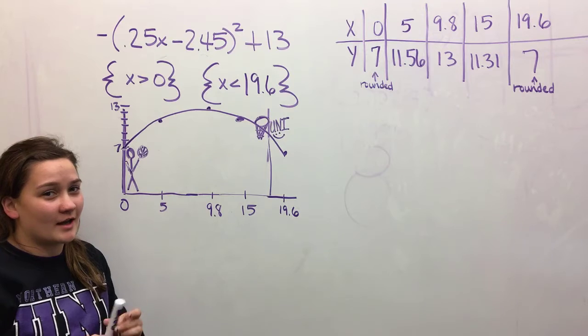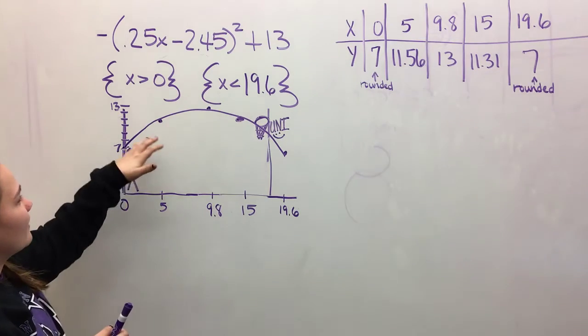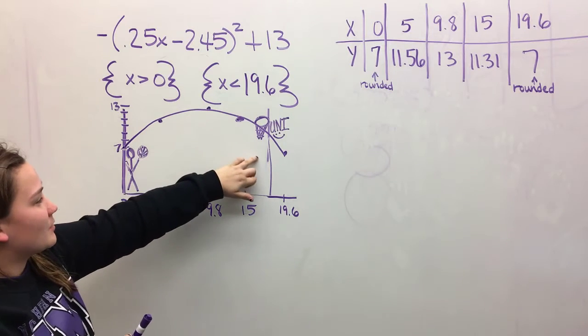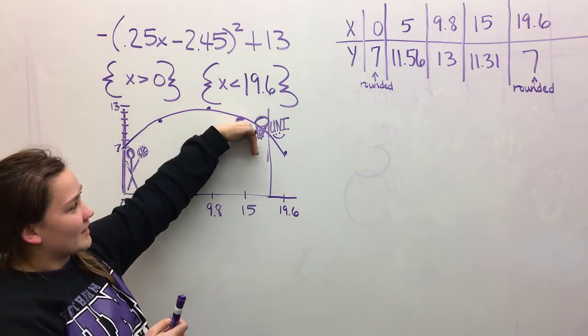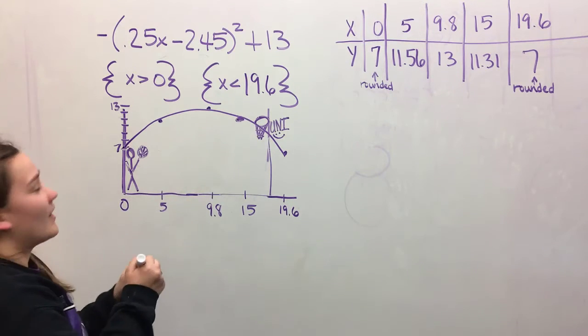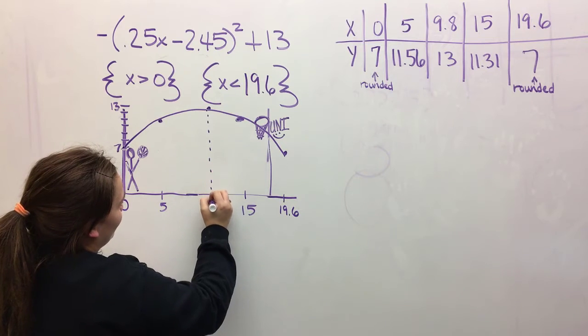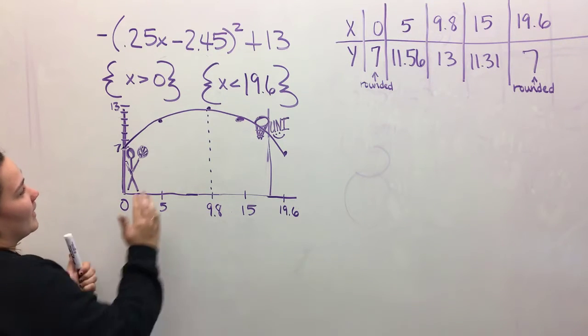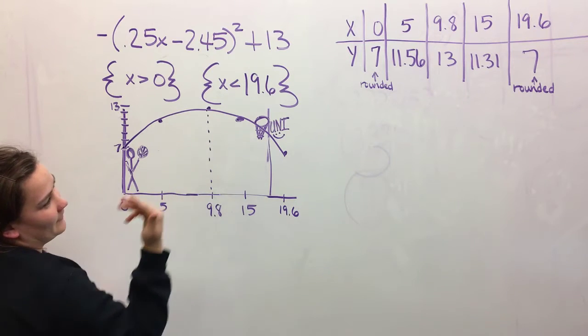Okay, so for showing symmetry, we're going to talk about the axis of symmetry. As this is drawn as a parabola, I can see that this part of the parabola is kind of similar to this side of the parabola. So if I draw a dotted line straight down the middle here, I can fold it and see that both sides are symmetric.